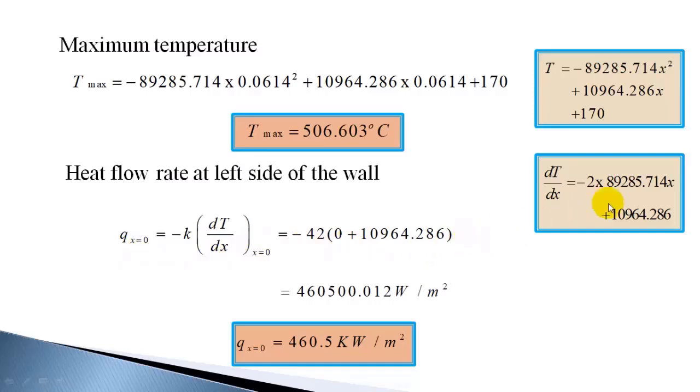So minus k dT by dx at x is equal to 0 is the heat transfer when x is equal to 0. Now substituting k is 42, and in the expression for dT by dx, you substitute x as 0, the first term will be 0, you get 10,964.286. So you will get the heat transfer at the left end of the wall as 4,60,500.012 watts per meter square. Because it's for unit area we have calculated this, you can write it as watts per meter square. Dividing by 1000, you can write in kilowatts, 460.5 kilowatts per meter square. So this is the rate of heat flow at the left end of the wall.